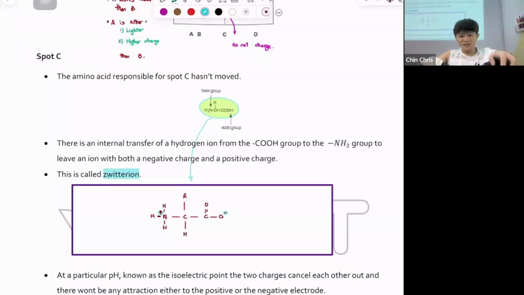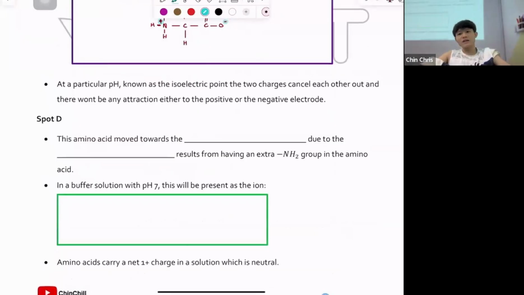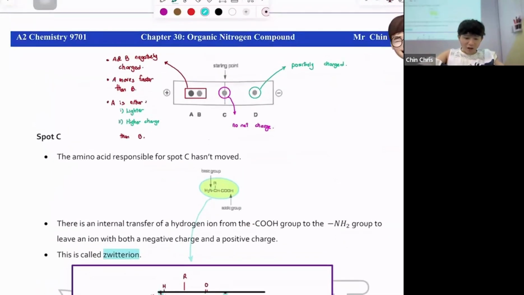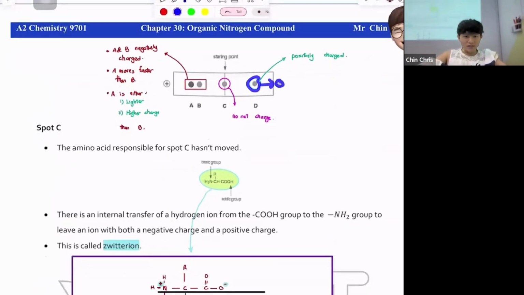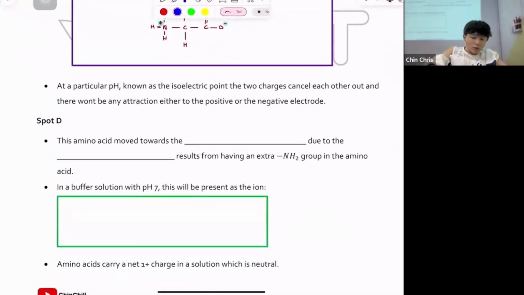Okay, guys, next. Spot D. All right, let's look at spot D, guys. You see, for spot D, it moves towards the negatively charged plate. So which means it must be a positive charge. So the amino acid moves towards the negative plate due to the net positive charge.